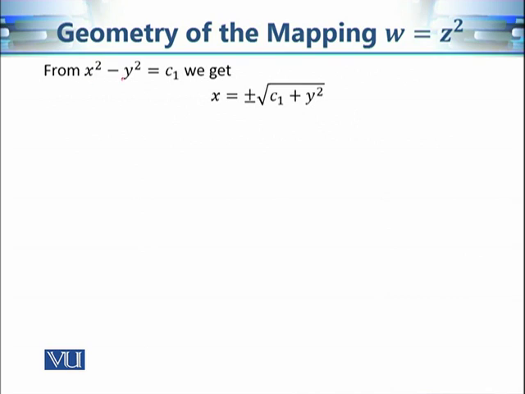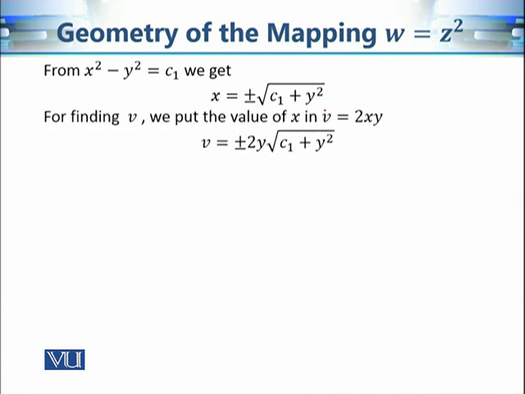From x² - y² = c1, we can calculate the value of x. There will be two values: x = ± square root of (c1 + y²). Now c1 is a real number, y is a real number, and this is the square root of a real number, just as we used to calculate in school. Now using this value of x in v, remember v = 2xy, so v = ±2y square root of (c1 + y²).